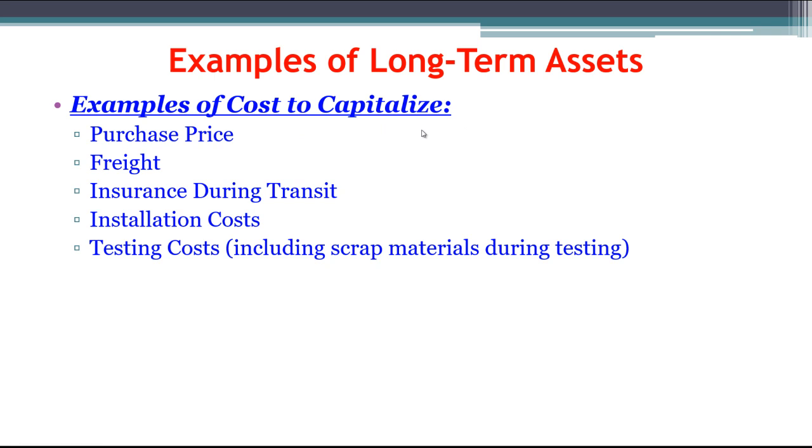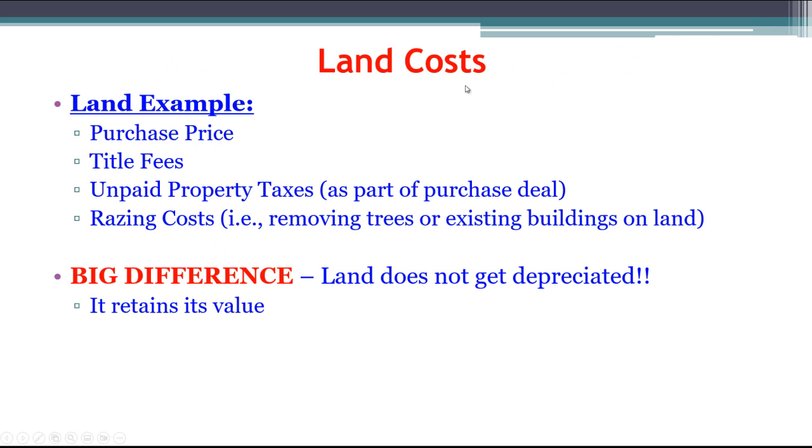Now let's talk about land. Land is a very unique asset as far as depreciation goes, and the big reason is it just does not get depreciated. No matter what we paid for it, no matter how long it's going to last, we never expense land.